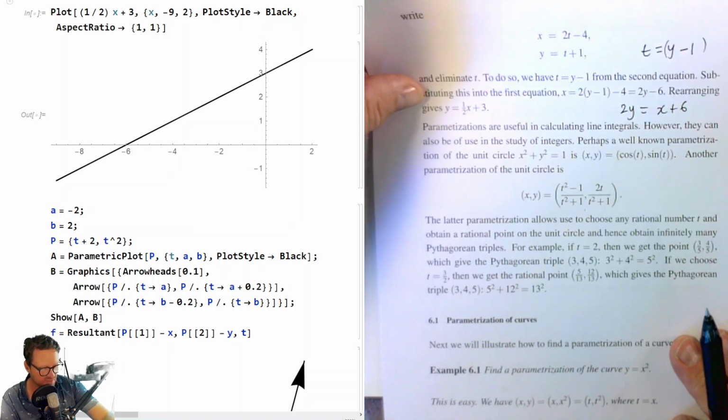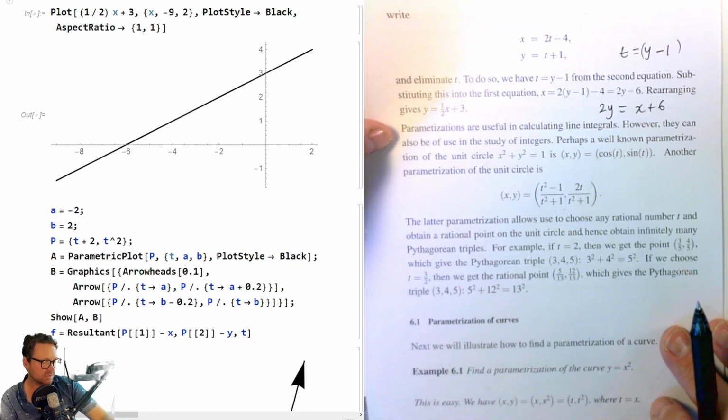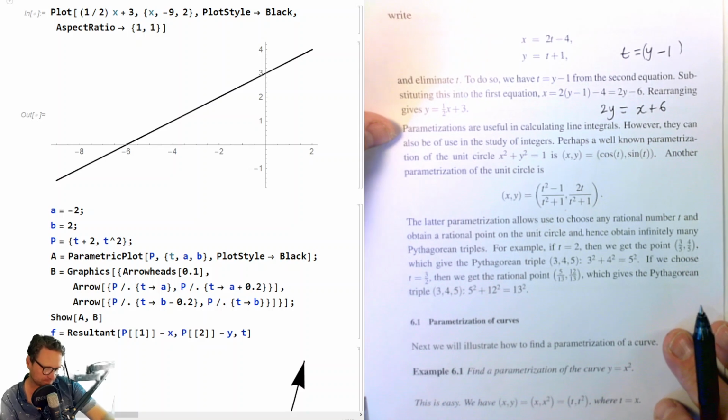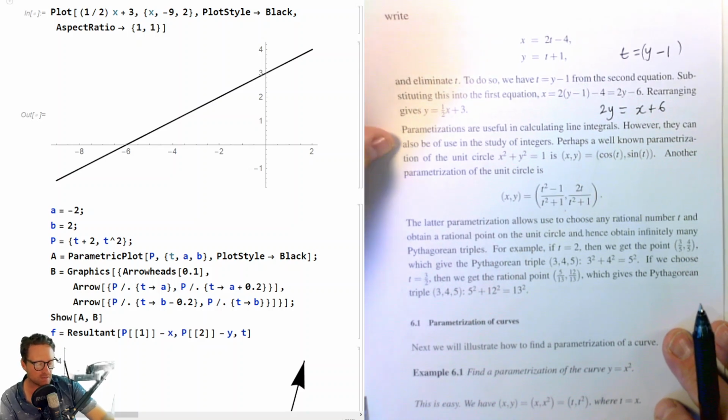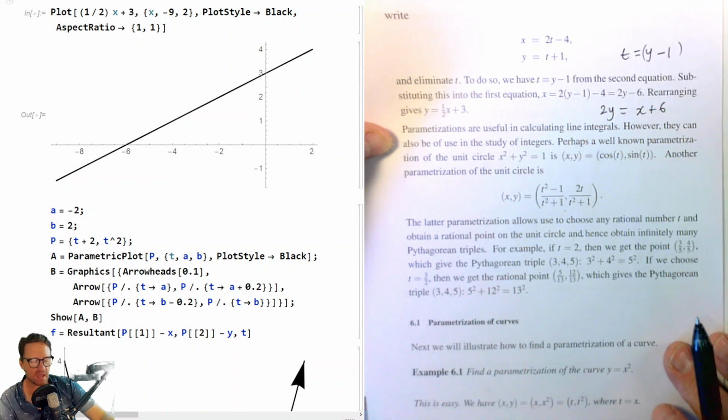So parametrizations are useful in calculating line integrals, and you've seen an example of a line integral earlier when we briefly considered flux. However, they can also be useful in the study of integers. Now, what we have been looking at, or will look at, are called real parametrizations, because we're taking t to be a real number between some lower bound and some upper bound. But there's also a rational parametrization of various objects, but not all objects.